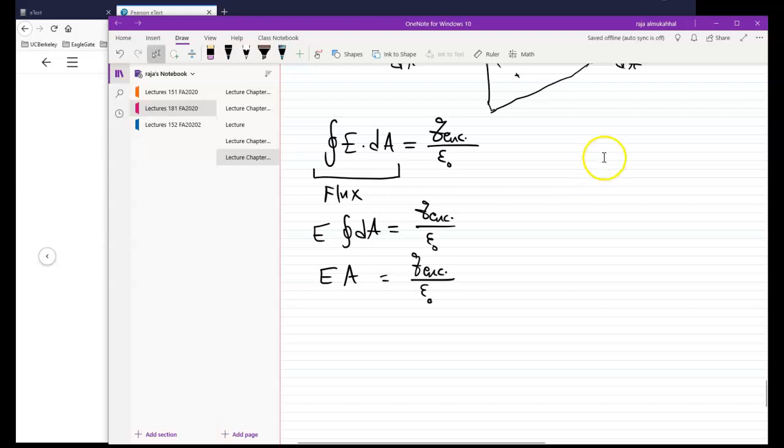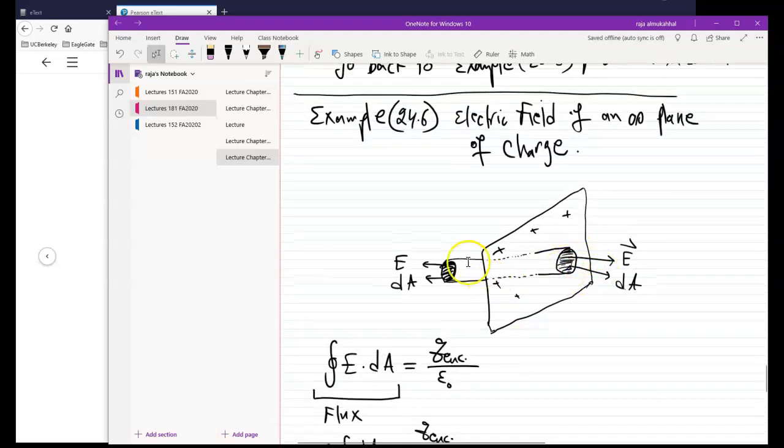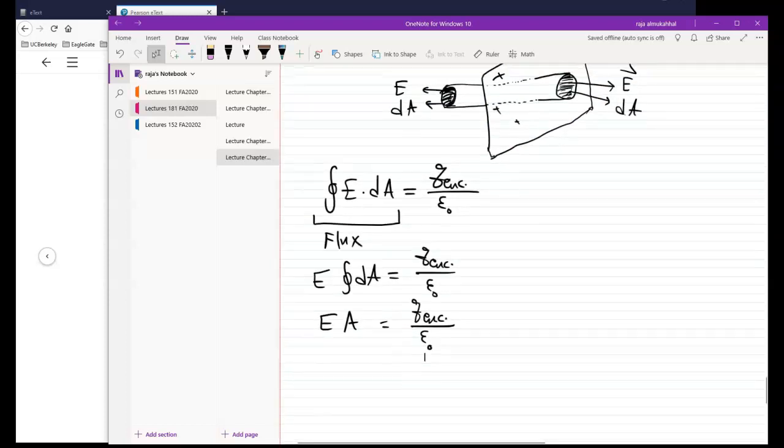Is that right? However, I have two of them. I have one here and one here, so I have to add both. Because I have two sides, it's really two areas here. This makes sense?